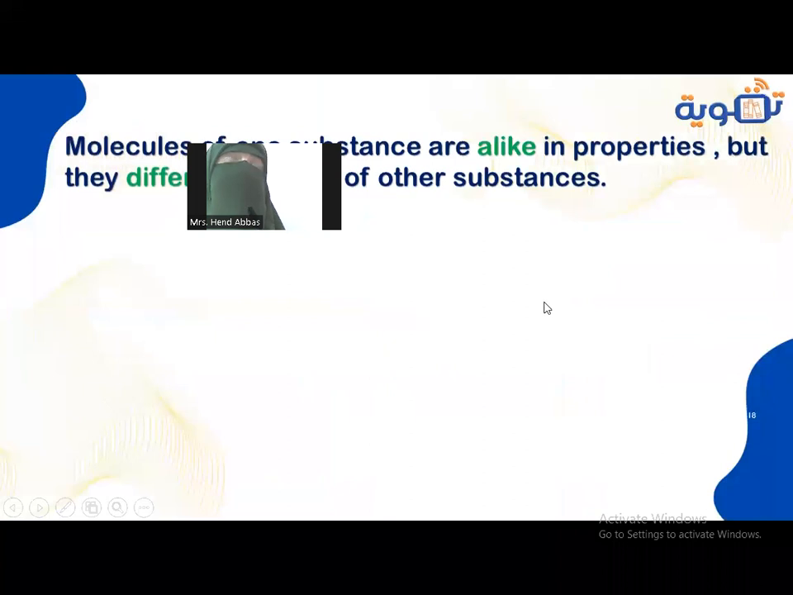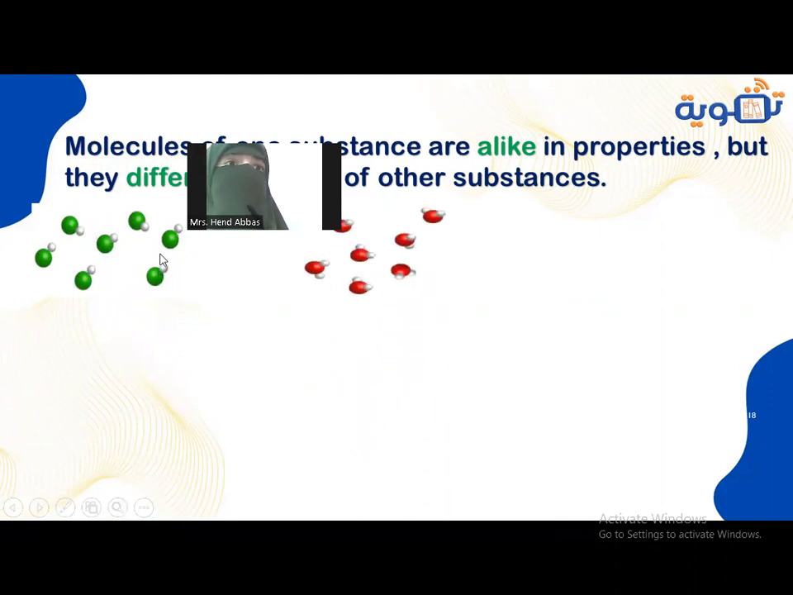Okay. The molecules of the same substance are alike to each other, they are similar to each other. This is a substance, this is another substance, this is another substance. So the molecules of the same substance are alike to each other, this one like this one like this one, and so on. But the molecules of different substances are different from each other. Look at this molecule and look at this molecule. Sure, they are different from each other.